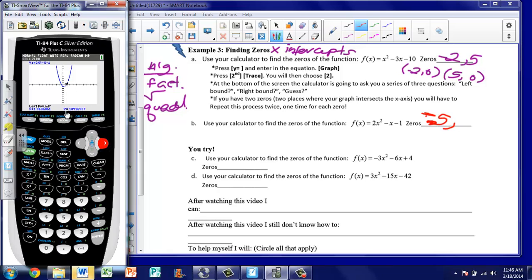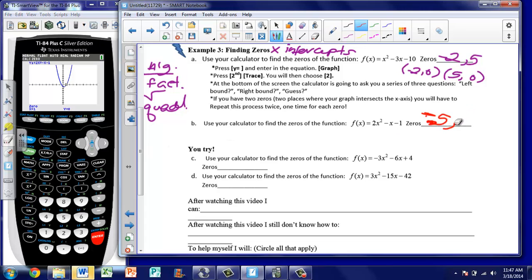Then answer the questions. Left bound, so I'm going to press the left arrow a couple times. Enter, go back to the target. Now it says right bound, so I'm going to press the right arrow a couple times. Enter, enter again, and my other zero is at positive 1. So the two zeros, or the two x-intercepts here, are negative 0.5 and positive 1.